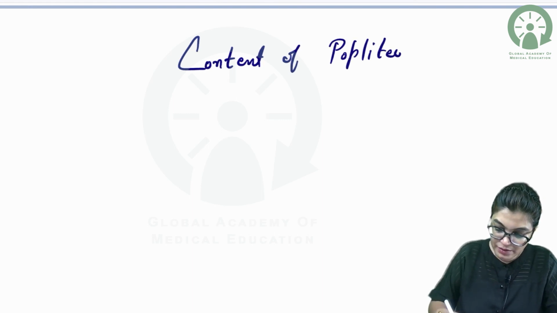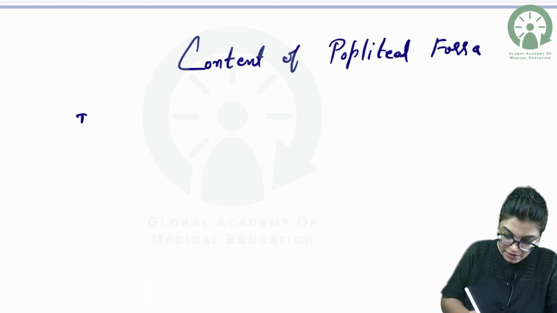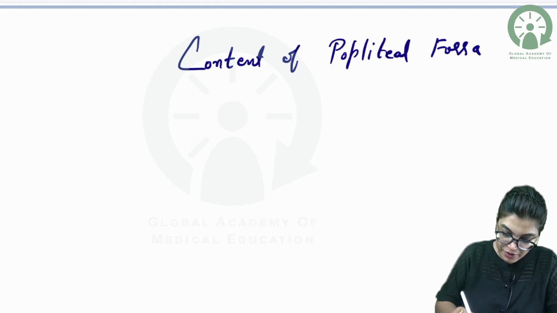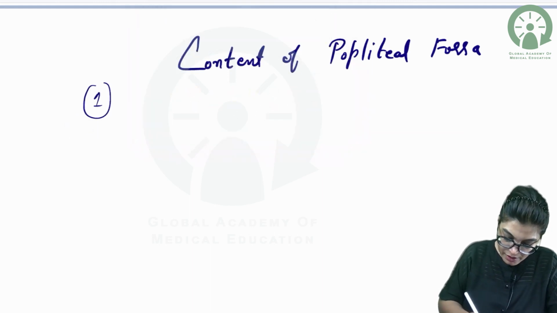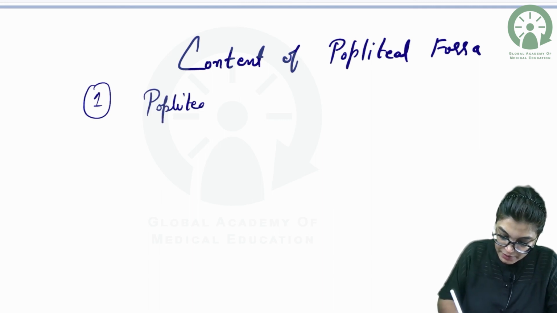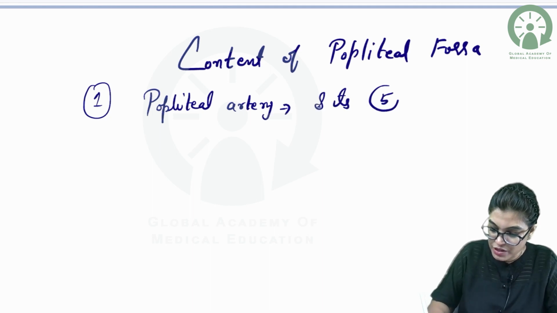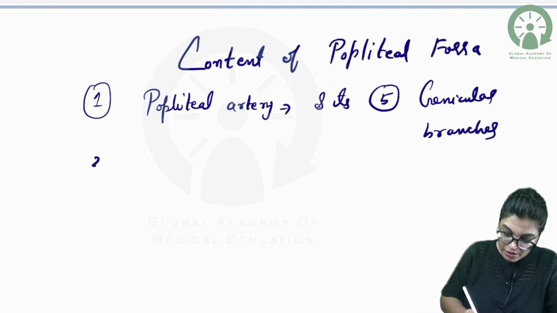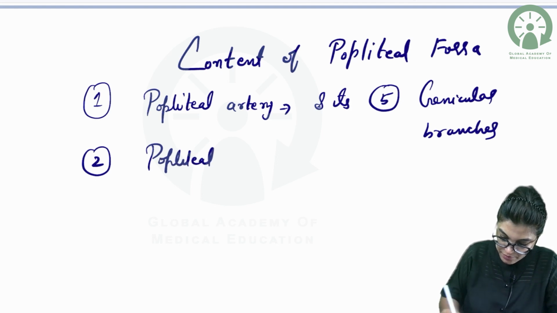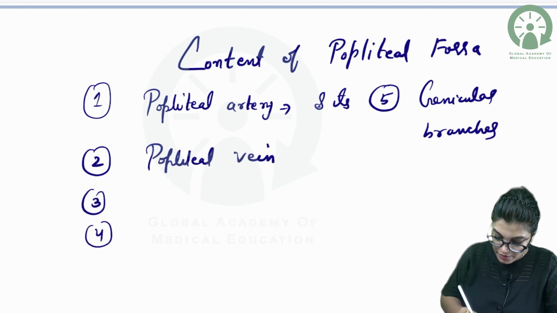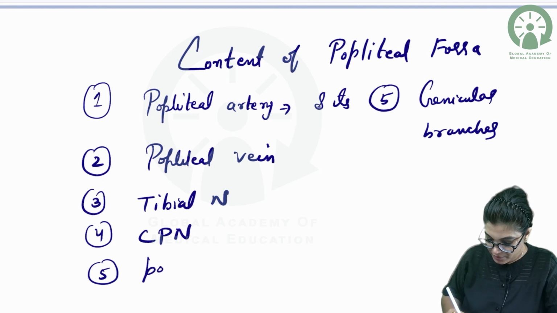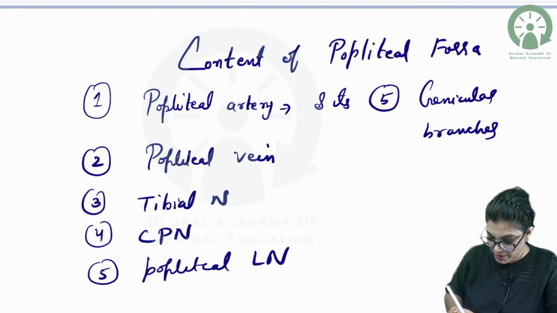Contents of the popliteal fossa are, please write down: popliteal artery and its 5 genicular branches, popliteal vein, tibial nerve, common peroneal nerve, popliteal lymph node, and popliteal pad of fat.